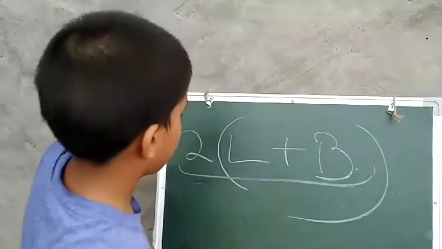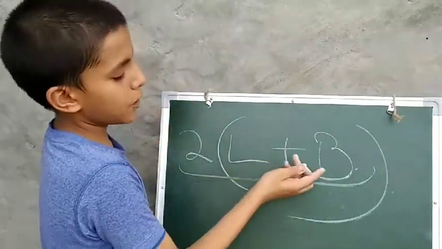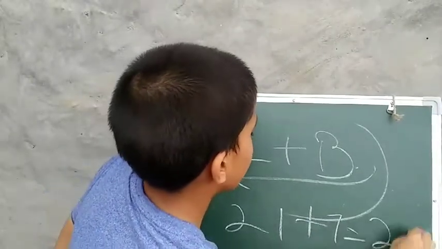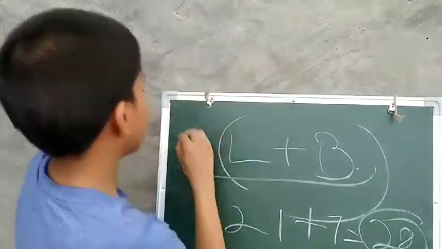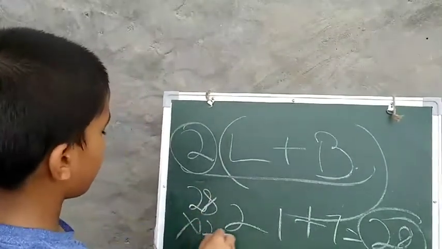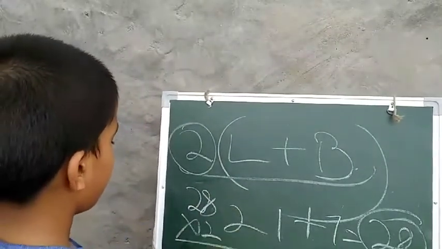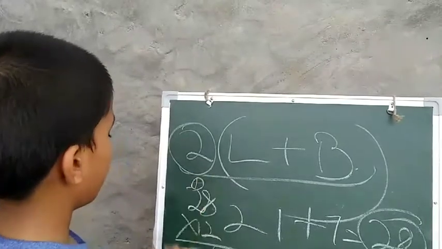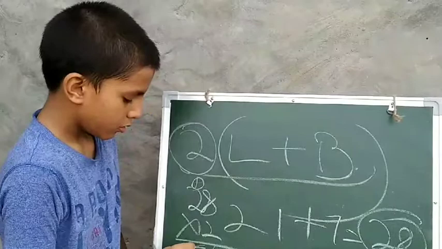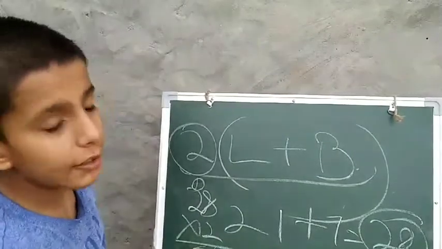L plus B means length plus breadth. It is 21 plus 7, so it is 28. And 28 multiplied by 2 is 56. 56 is our answer.